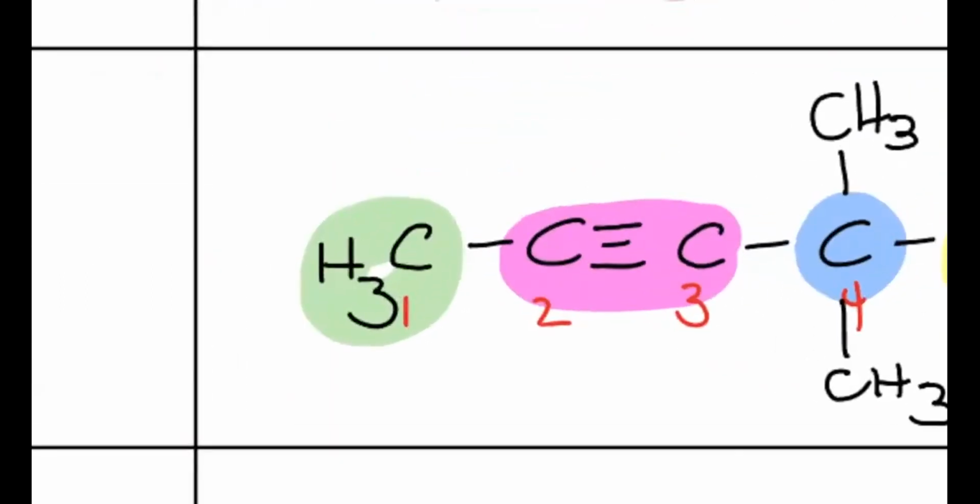So again, look at this atom. 1 electron group, the triple bond. 1 electron group. An atom with 2 electron groups is linear. That's why it's linear. So alkynes are linear.